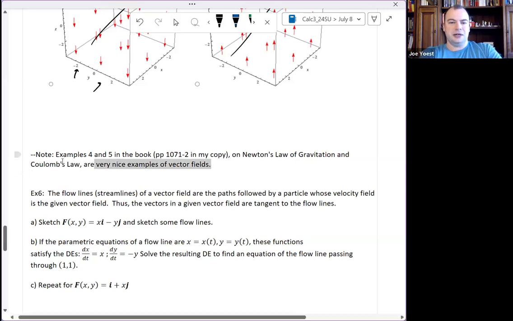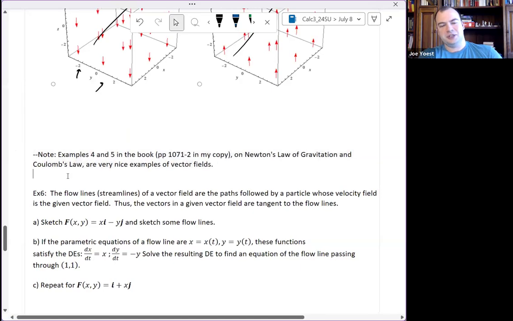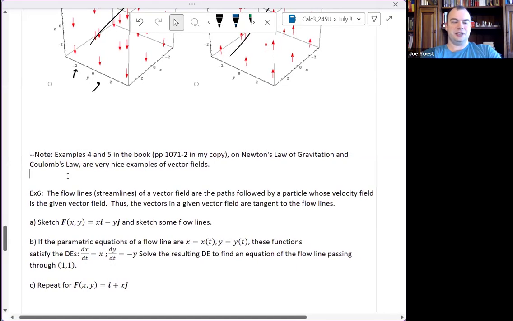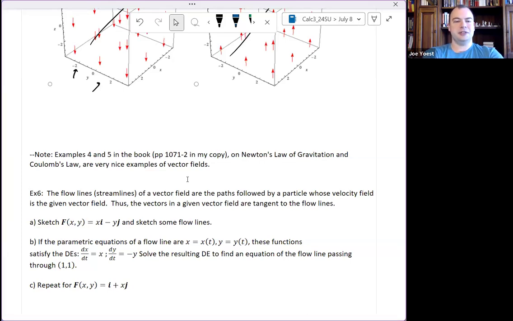So a little note here: I was actually going to write this up and discuss it, but the book does a fantastic job with these two examples, so I didn't think I had anything that I could add. I figured half of you have probably read this already, but I'm just pointing out examples 4 and 5 in the book. In my copy, that's pages 1071 and 1072. There are two examples, one on Newton's law of gravitation and one on Coulomb's law. I think they're excellent examples, particularly the Newton's law of gravitation. Very nice examples of vector fields.